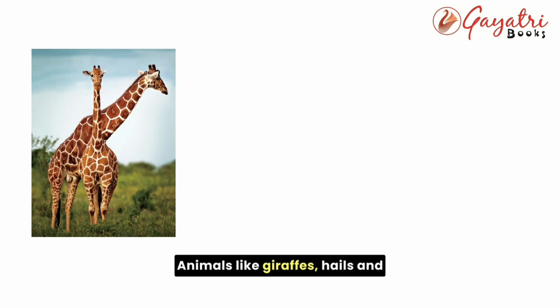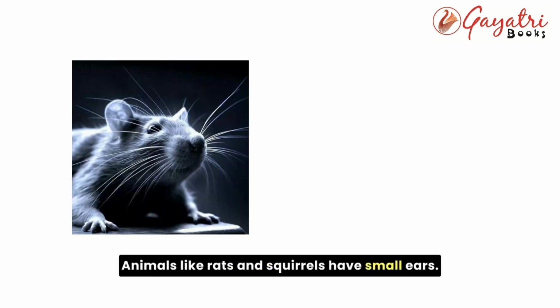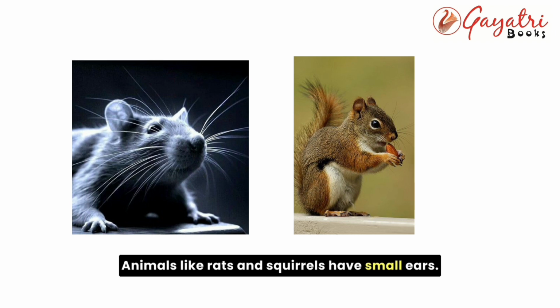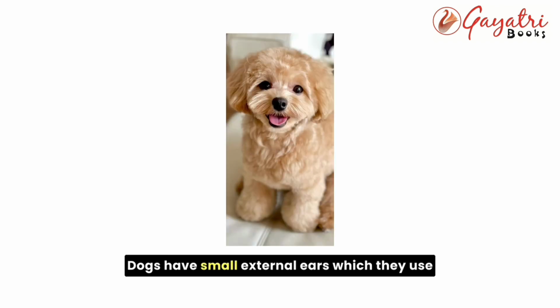Animals like giraffes, hares and donkeys also have long ears. Animals like rats and squirrels have small ears. Polar bears have small ears so that they do not lose much body heat. Dogs have small external ears which they use to capture sound coming from different directions.